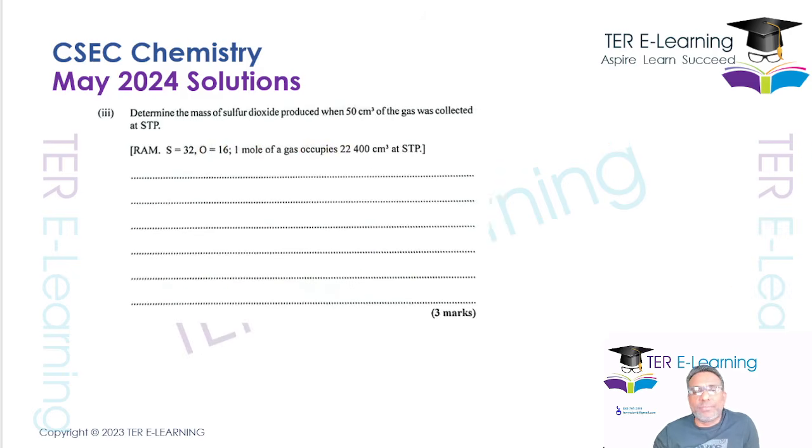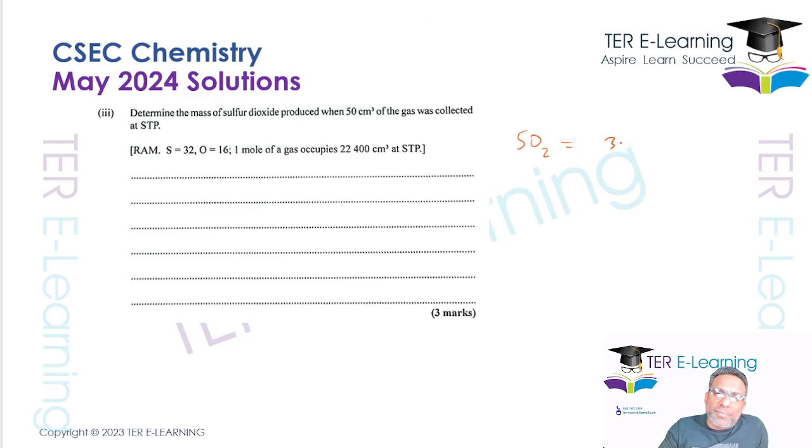What else do we want here now? Determine the mass of sulfur dioxide produced when 50 cm³ of gas was collected at STP. So let's see. The first thing I would do, we want the mass. So what I would do, I'd take SO2 and work out the molar mass.